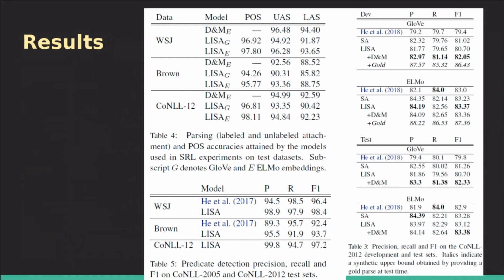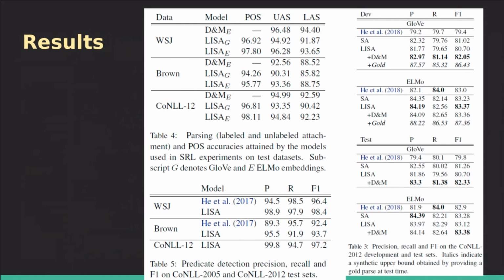And for the 2012 data set, you see that it has a high F score. So really, I don't think it's comparing with anything over there, but it's good for future comparisons. Okay, on the right, you can see table 3, precision, recall, and F score on the CoNLL 2012 development test set. Italics indicate a syntactic upper bound obtained by providing a gold parse at test time. Okay, interesting. So basically they're also using gold.